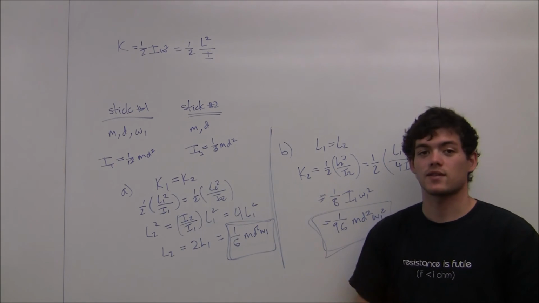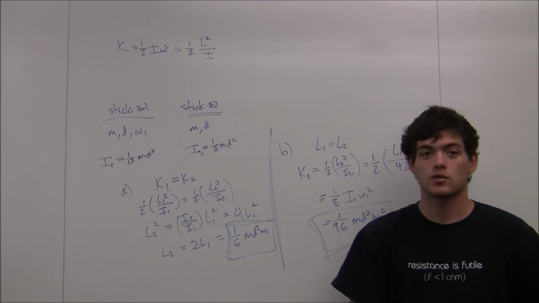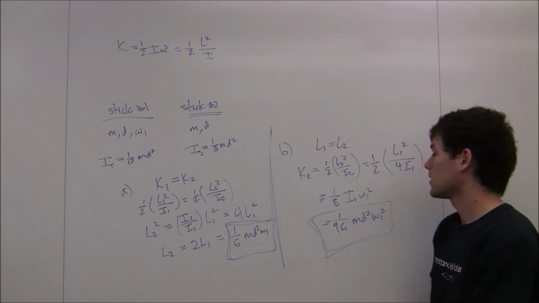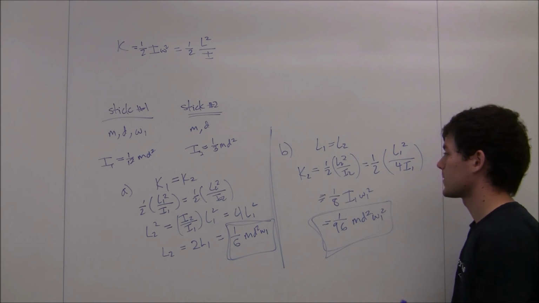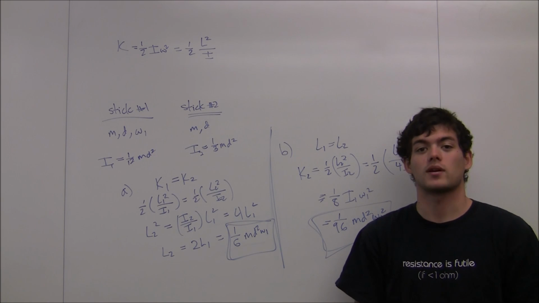Given that the two sticks have the same kinetic energy, the angular momentum of the second stick will be 1 over 6 md squared times omega 1. Given that the two sticks have the same angular momentum, the kinetic energy of the second stick will be 1 over 96 times md squared omega 1 squared.